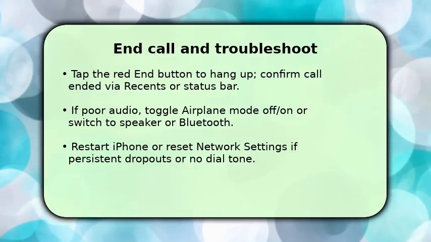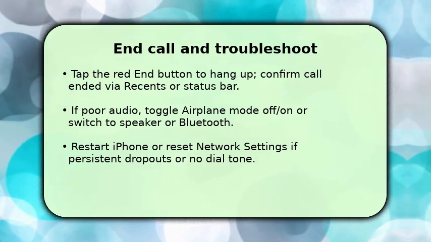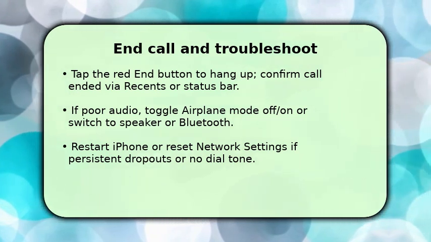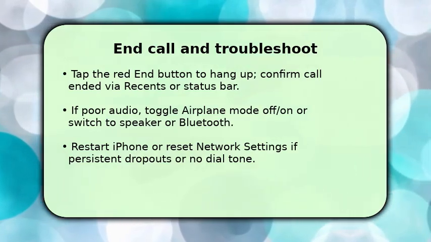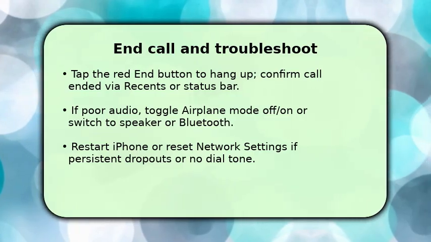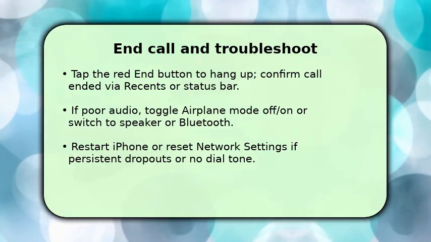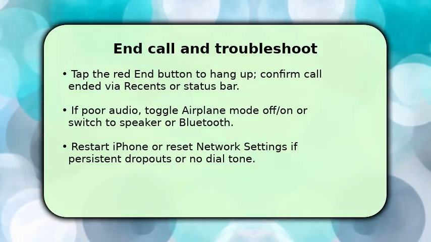If audio is weak or one side is inaudible, first switch to speaker, then try a paired Bluetooth headset. Make sure Do Not Disturb is off. If calls keep dropping or you can't dial, toggle airplane mode for 10 seconds, then retry. As a last resort, restart the iPhone or reset network settings to restore cellular profiles. This usually fixes stubborn registration or routing faults.